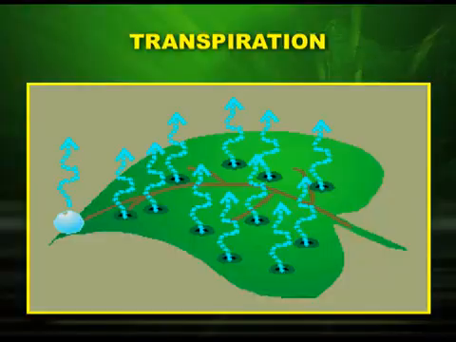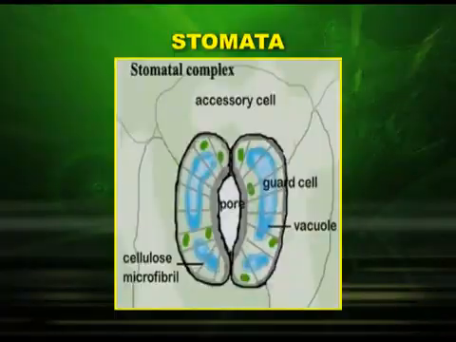There is another very important phenomenon that you have studied in earlier classes also, that is transpiration. You can see the water in the form of water vapor lost from the surface of leaves through the stomata, which are generally present on the underside of the leaves. To understand transpiration, let us have a look at the detailed structure of the stomata.